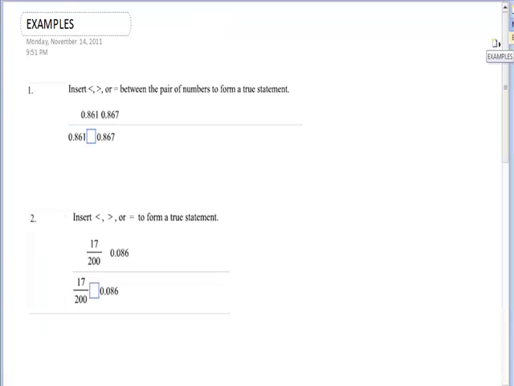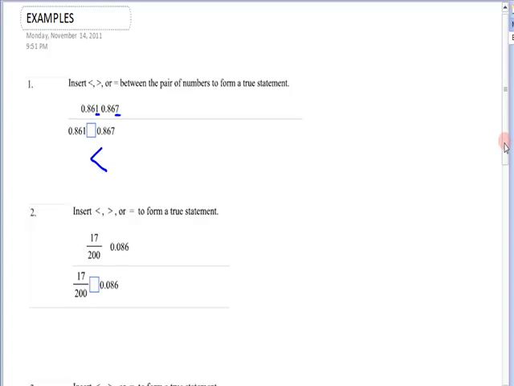All right, the first one, we have two decimals. And so this is review. In the ones place, they're both zeros. In the tenths, they're both eights. In the hundredths, they're both sixes. But we see a difference in the thousandths place. And since 1 is less than 7, I'll use the less than symbol. Okay, so that's a review.